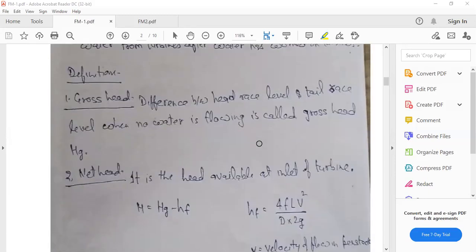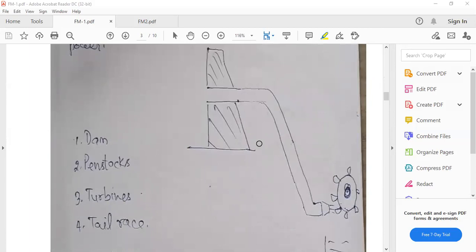You can see a diagram. Here we have a diagram. This is a dam. Okay, we have made a dam across a river. These are the large pipes which are known as penstocks. These are the concrete pipes. Through these pipes, water is sent to the place where turbine is kept. This is the turbine. Here are the blades of the turbine. These are the blades of the turbine.